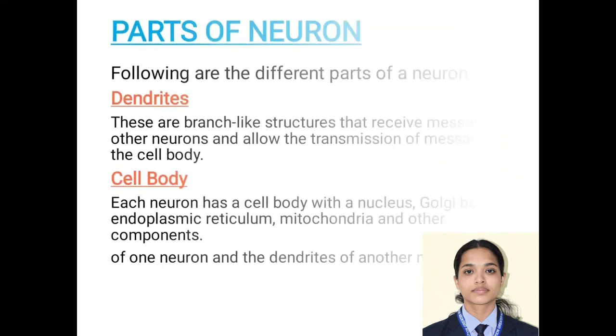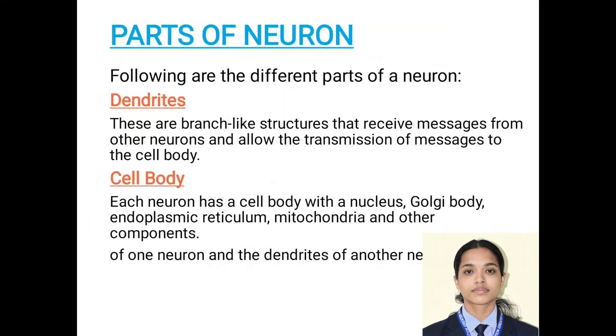So first we will go with the parts of a neuron, and first we will discuss dendrites. Dendrites are the branching extensions of a neuron which receive signals from other neurons or sensory receptors. Basically, these structures provide a large surface area for the neuron to collect information from the surrounding environment. Okay, as you have seen in the picture also.